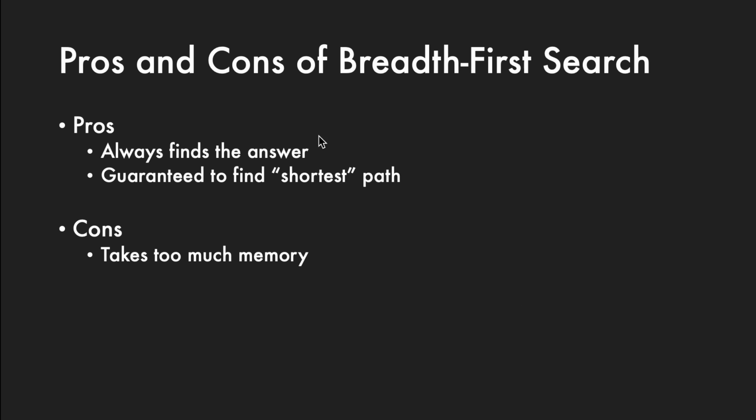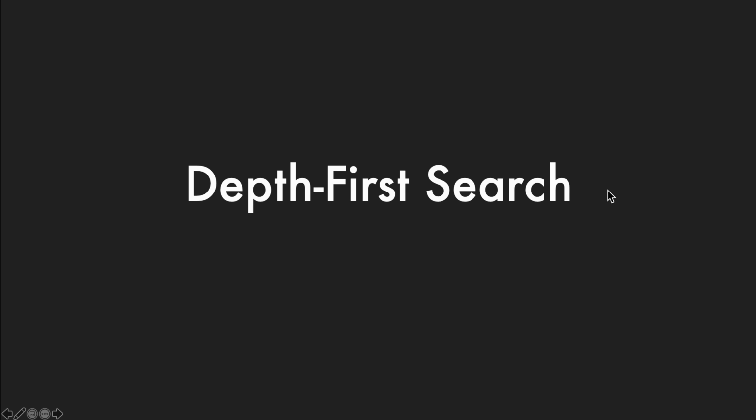So on the pros side, it always finds the answer, assuming there is one, and it's guaranteed to find the shortest path, and that means it has the fewest number of edges possible. On the negative side, it's a bit inefficient because it takes up a lot of memory. So let's do depth first search.